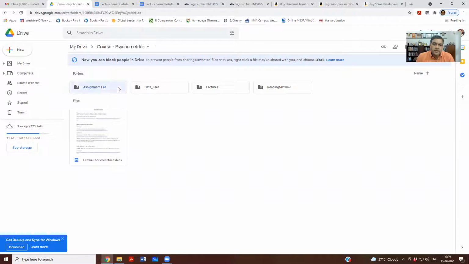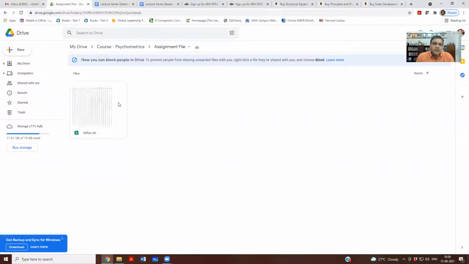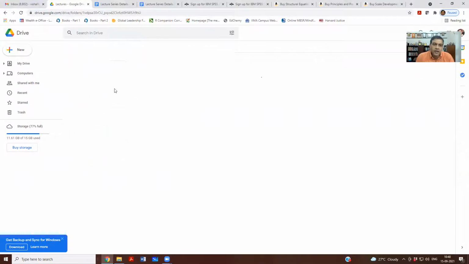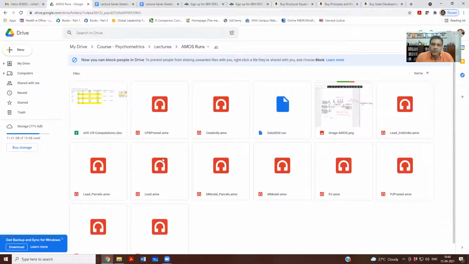There is an assignment file. This is a data set that I have referred from the site of Professor Madhu Vishwanathan, who has written the book Measurement. So I will be talking about these two data sets in this lecture series. Then within this lectures folder, I have the AMOS runs, which has the AMOS files. Again, something that we would be covering during the course.